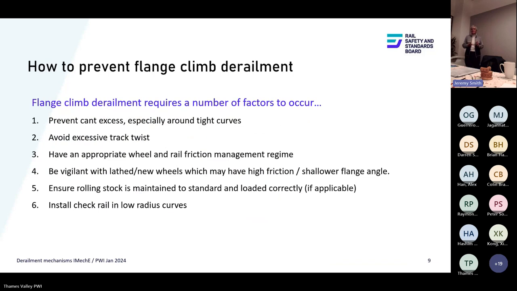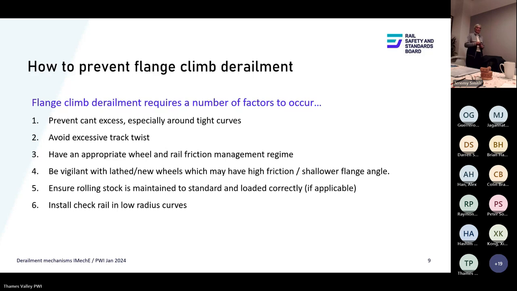So what can we do about flange climb derailment? Cant excess is actually not a good thing for any reason. Overcanting curves gives us a lot of problems collectively. It doesn't improve ride, it doesn't improve comfort, it doesn't improve forces, and it doesn't improve derailment risk. So overcanting curves is always a mistake. It's never good. And there are quite a lot of curves that are actually overcanted because they're canted for a line speed that nothing actually does. If some of the trains actually do a higher line speed, you need the cant to cope with it. If nothing actually does it, then yes, it may be the line speed in the book, but it's not really a sensible one to set the cant on.